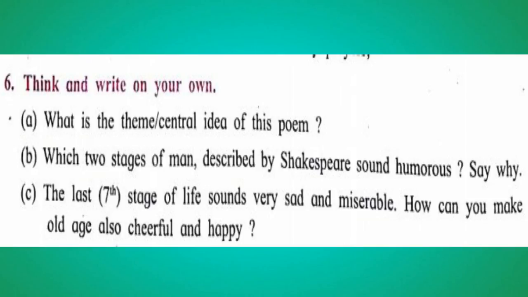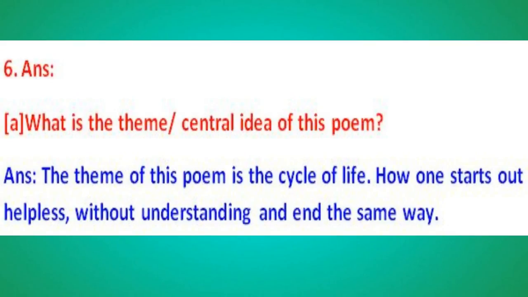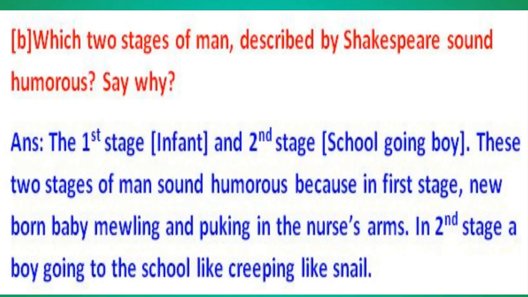Next question. Think and write on your own. A. What is the theme or central idea of this poem? Answer. The theme of this poem is the cycle of life, how one starts out helpless without understanding and ends the same way. Question B. Which two stages of man described by Shakespeare sound humorous? Say why. Answer. The first stage, which is infant, and the second stage, the school-going boy. These two stages sound humorous because in the first stage, the newborn baby is mewling and puking in the nurse's arms, and in the second stage, the school-going boy is creeping like a snail.